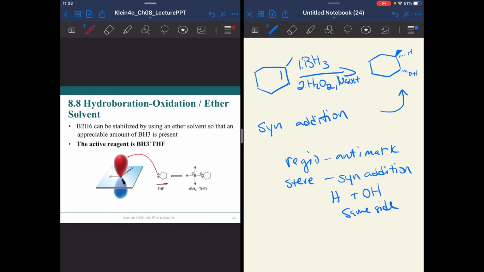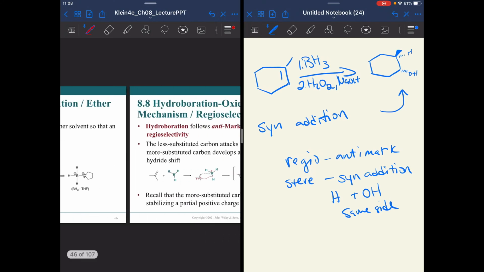THF is a solvent, tetrahydrofuran, that does help to stabilize BH3. So this is a reason why you might see BH3·THF. THF isn't actually the reagent. It is there to stabilize the reagent. So sometimes it's mentioned, sometimes it's not. Don't get hung up on whether or not you see it. You are looking for that boron, right? BH3 or B2H6.